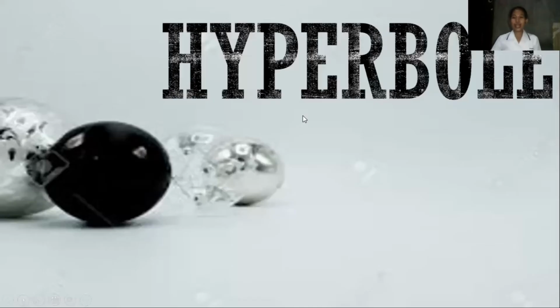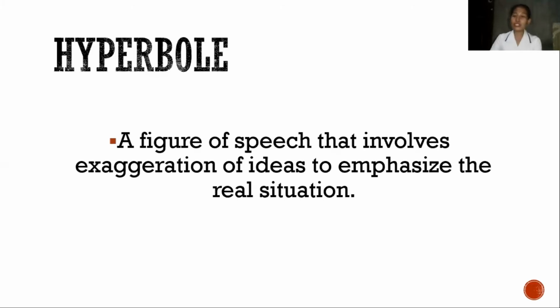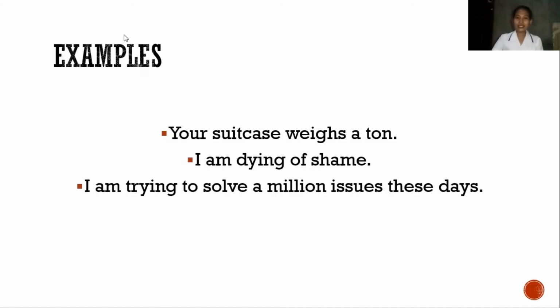Now, let's move to hyperbole. So, who among the class knows what hyperbole is? Who wants to define hyperbole? Okay, Ria. Very good. Hyperbole is a figure of speech that involves exaggeration of ideas to emphasize the real situation. Now, let's see the examples. Okay, who wants to read the example? Okay, Karen. Very good. Thank you. Now, what are the exaggerated ideas in our examples? Karen. Very good. It uses the words weighs a ton, dying of shame, and million issues.